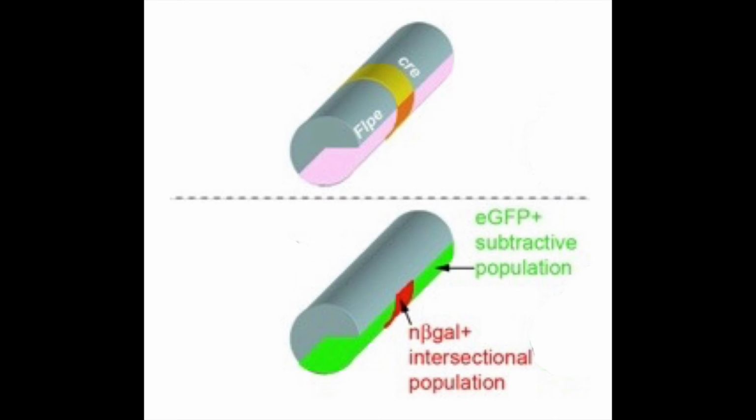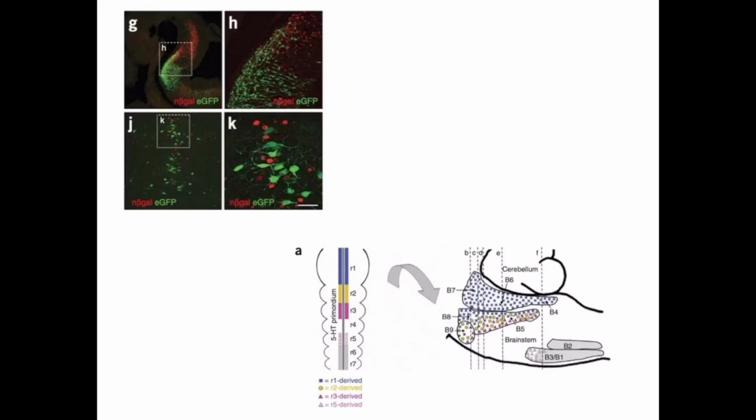This image further illustrates how the intersectional labeling scheme works. You can see that you only get red fluorescence at the intersection of Cre and Flp expression. The figure at the top left shows a population of serotonergic neurons that are subdivided into the red serotonergic neurons that came from R1 and the green serotonergic neurons that came from other rhombomeres.